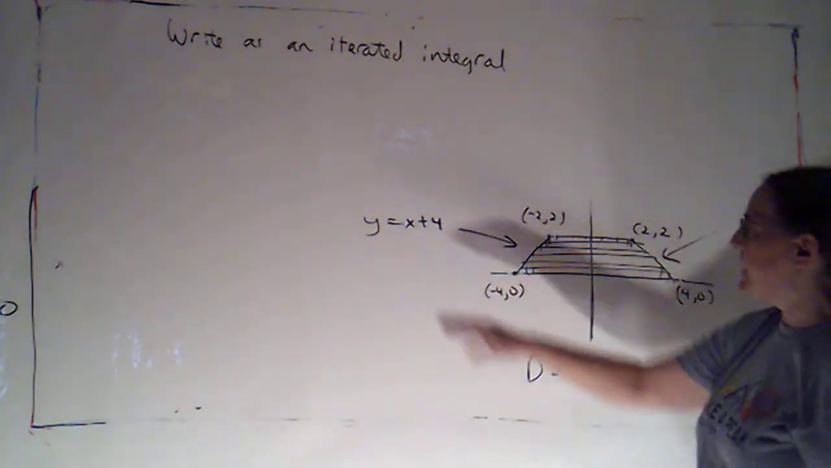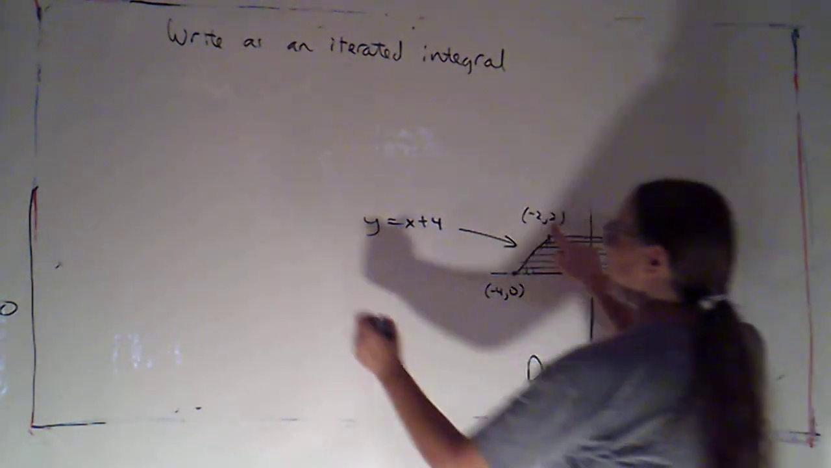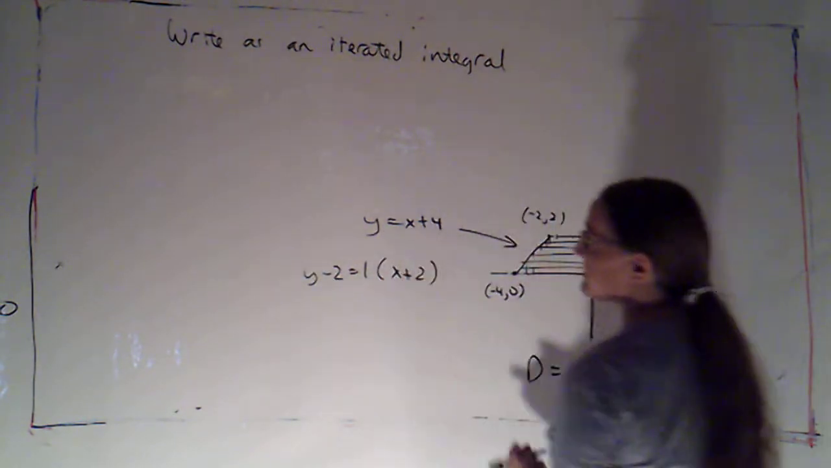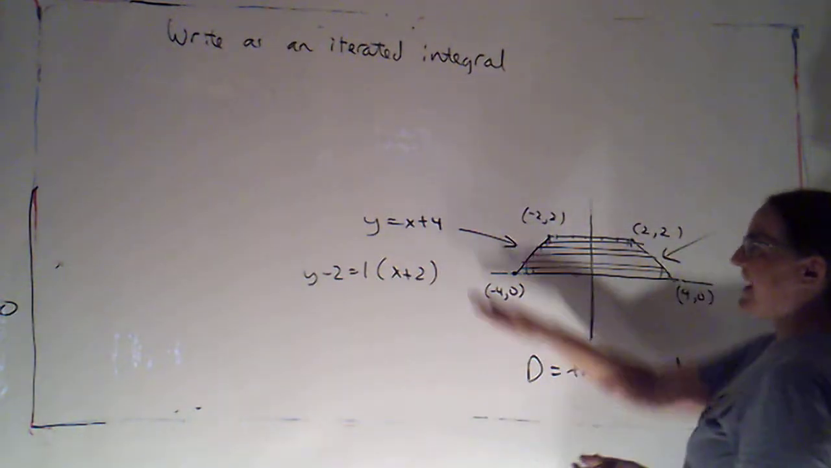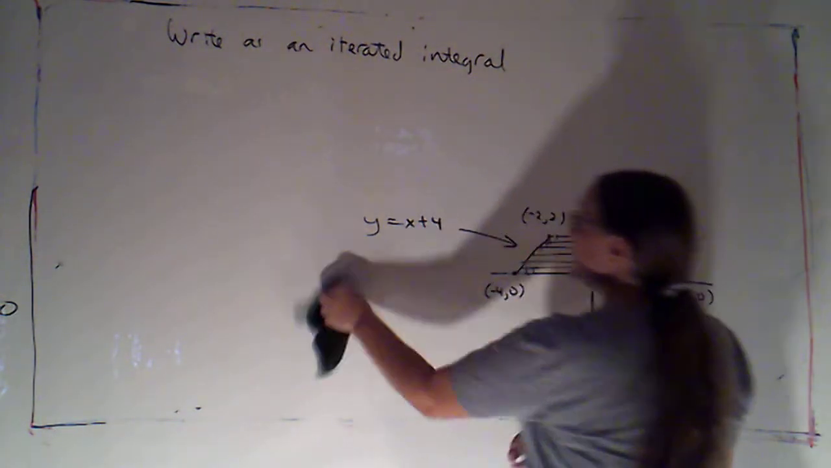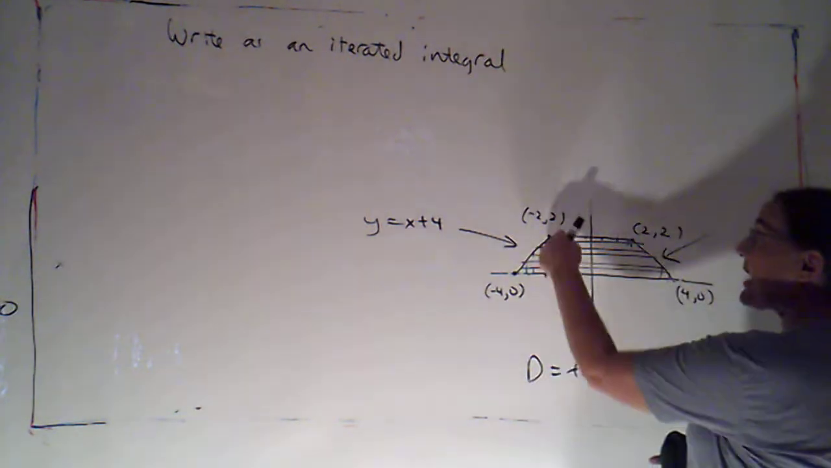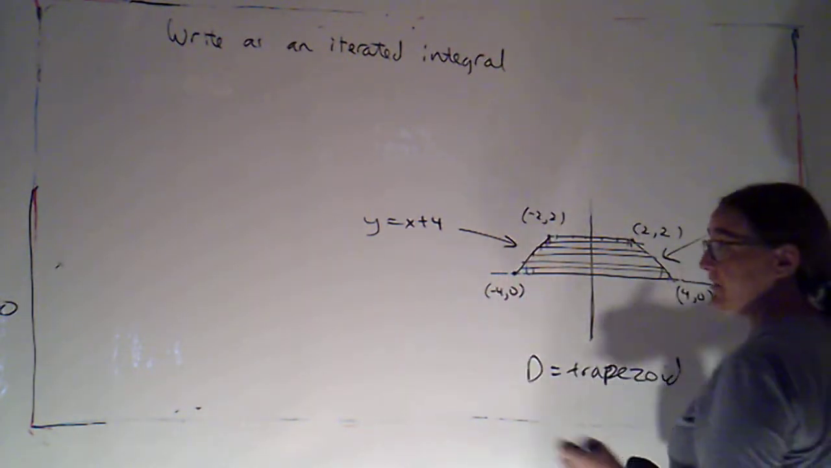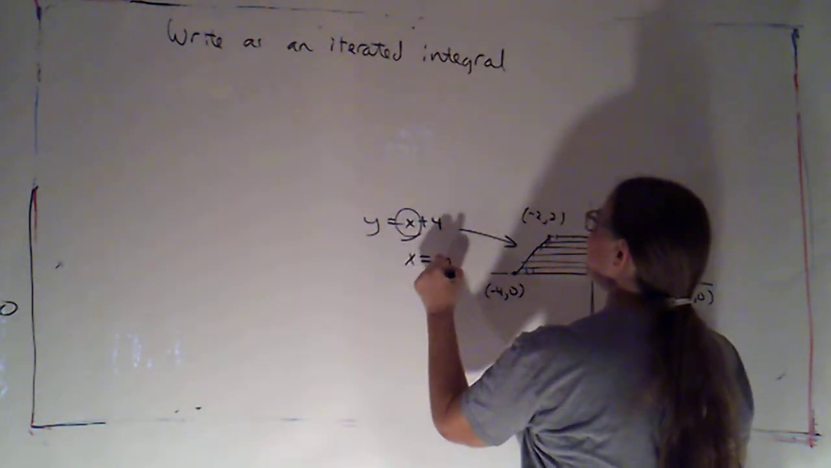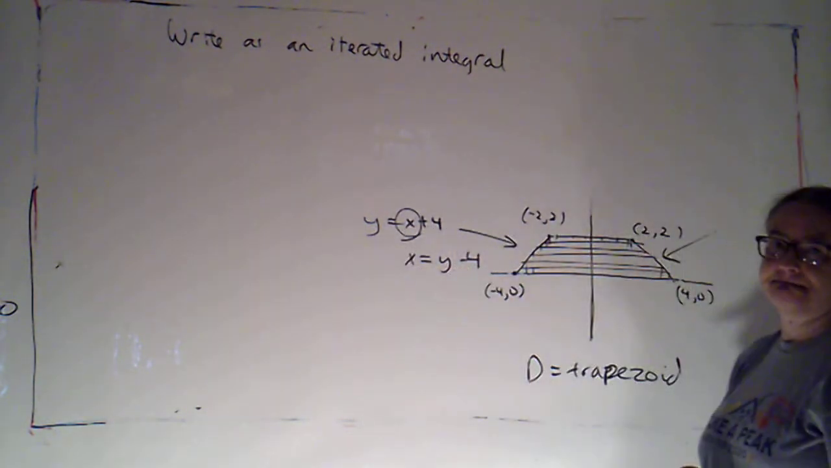If I wasn't sure about that, I could always use point slope form. I could say y minus 2 is equal to 1 times x plus 2. And if I simplify that, it becomes the same thing. Now, that's how I'm used to getting my lines, but I know I'm trying to describe the left boundary. So I want to solve that for x. So x is y minus 4.